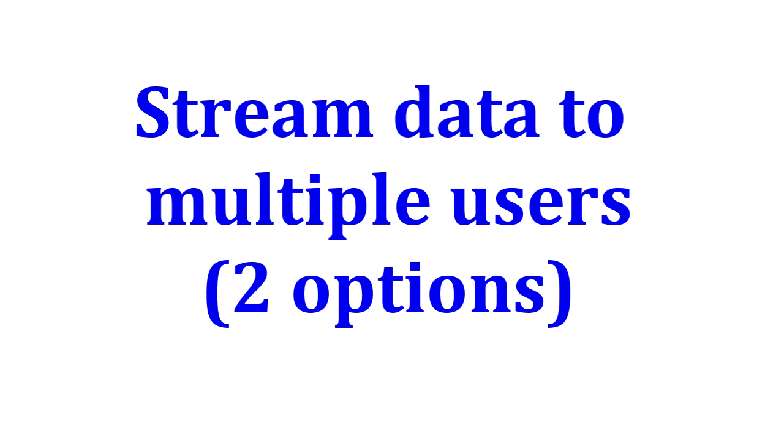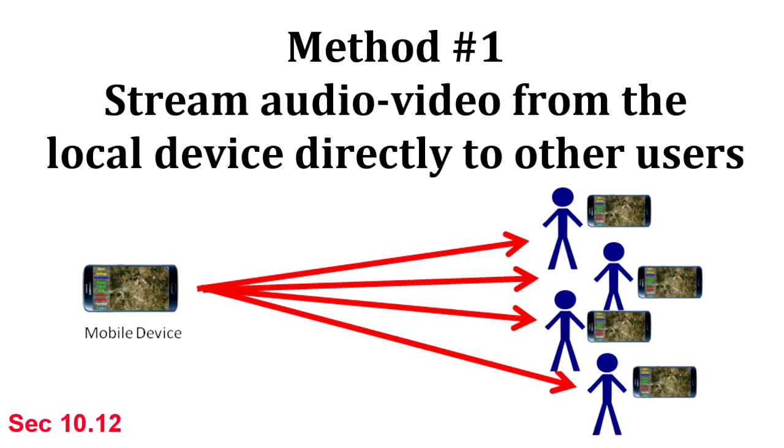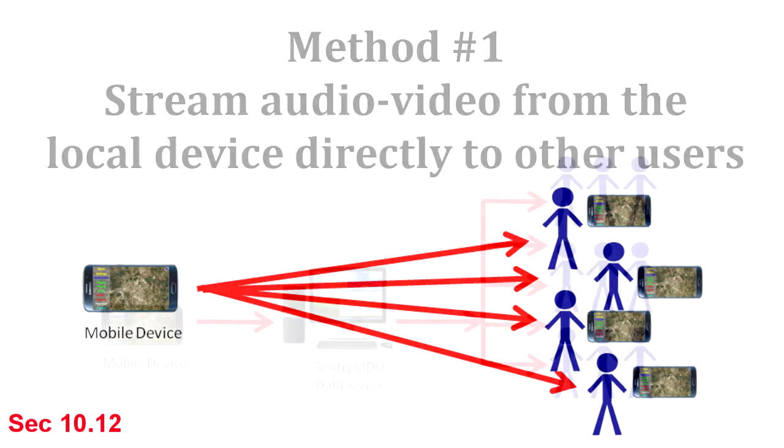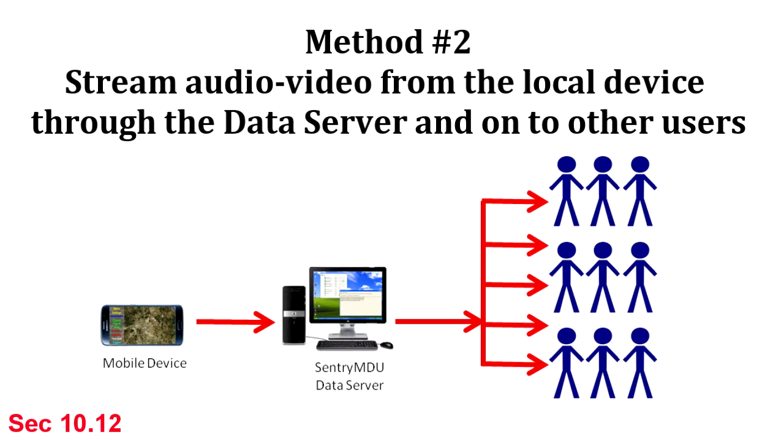Stream data to multiple users. You have 2 different options. One is you can stream data directly from your local device to other users, or method 2 is you can stream audio video data from the local device through the data server and onto other users.